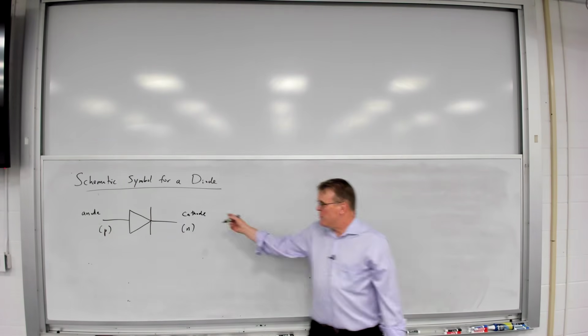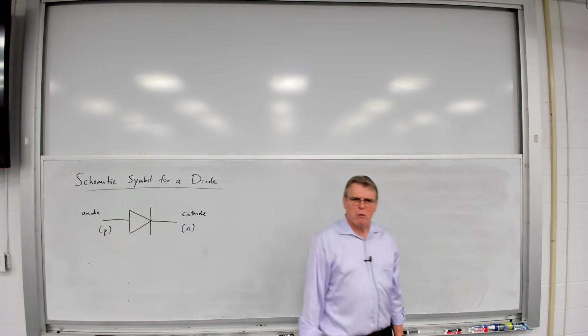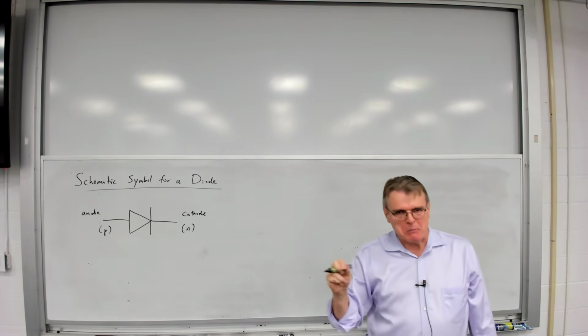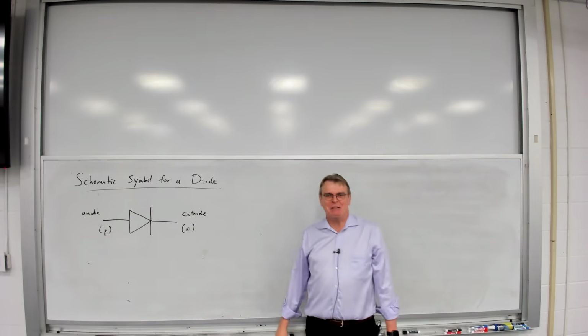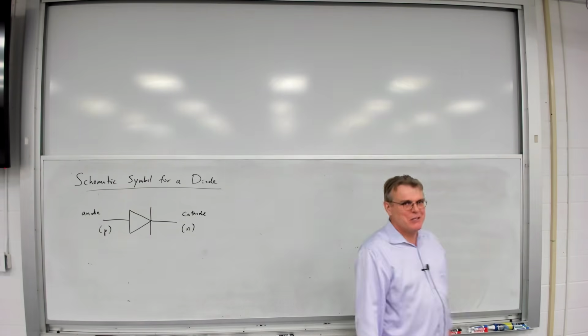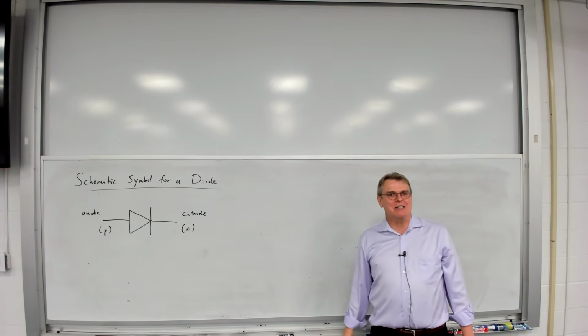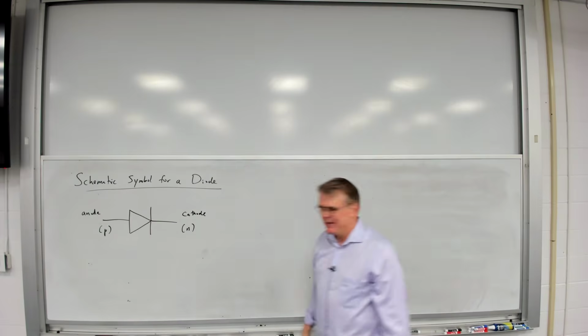Incidentally, anode and cathode, those are weird words, aren't they? Anode and cathode are leftovers from vacuum tube technology. So in the early days of vacuum tube diodes, we called those terminals anode and cathode, and the name is still with us today with semiconductor devices.